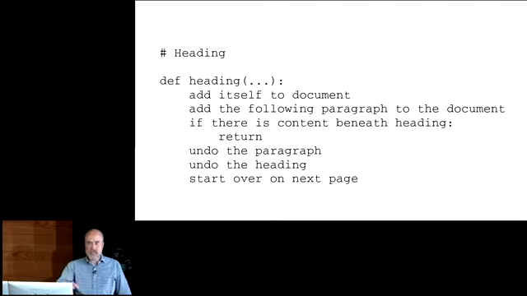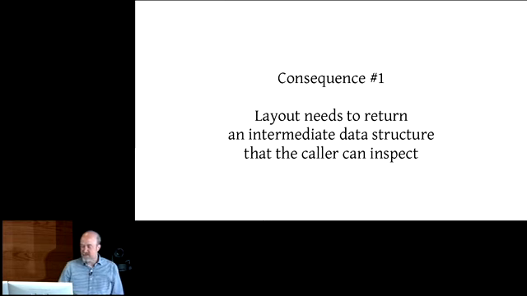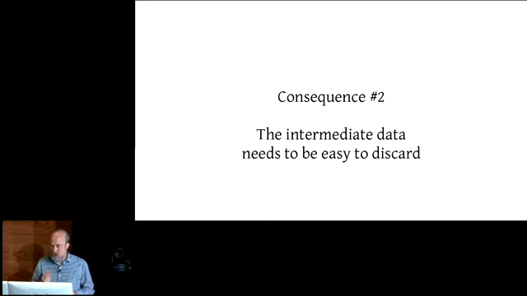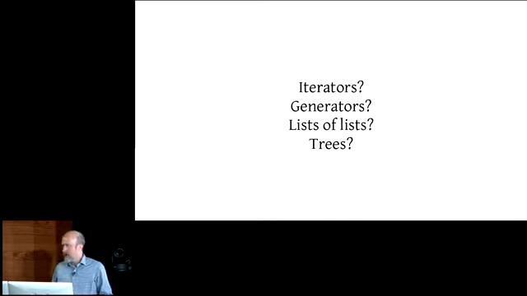That means these routines cannot be writing to the PDF manually. Layout is going to need to return an intermediate data structure that the caller can inspect instead of just starting to write type all over our document. Consequence number 2 is that the intermediate data needs to be easy to discard. I went through several pencil and paper. I don't even try writing code when I'm at the stage of design.